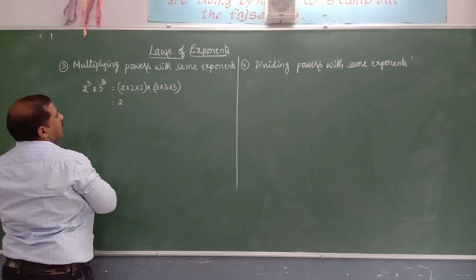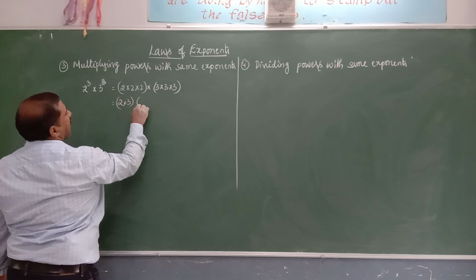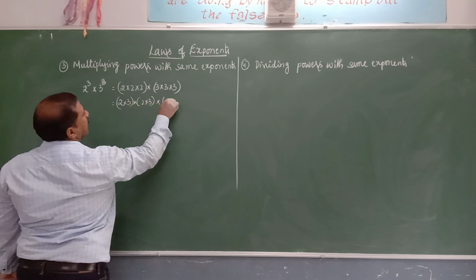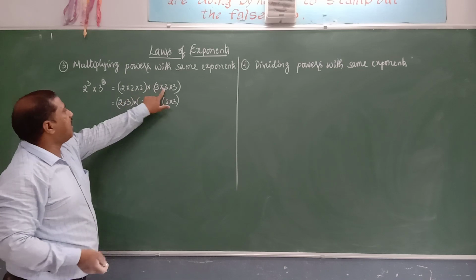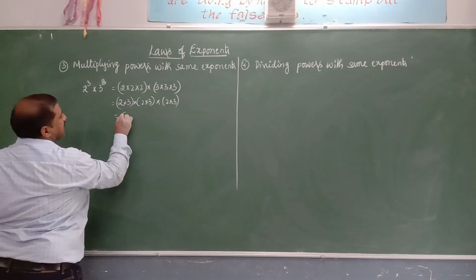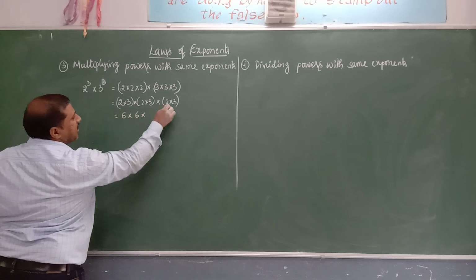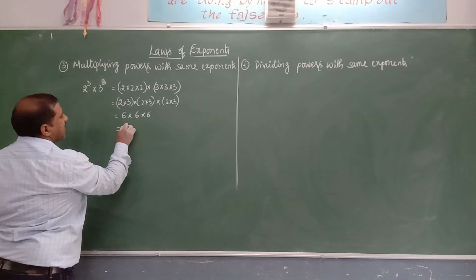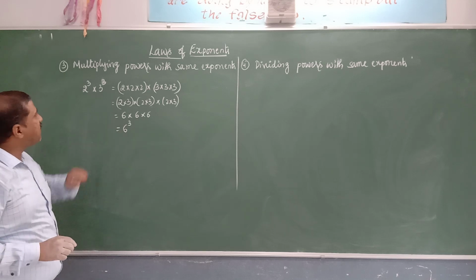2 into 2 into 2, and bring 3 here. This is one pair, 2 into 3. Again 2 into 3, we got one pair. Then 2 into 3, one more pair. So 2 into 3 is 6, 2 into 3 is 6, 2 into 3 is 6. So 6 into 6 into 6, which we can write as 6 cube.